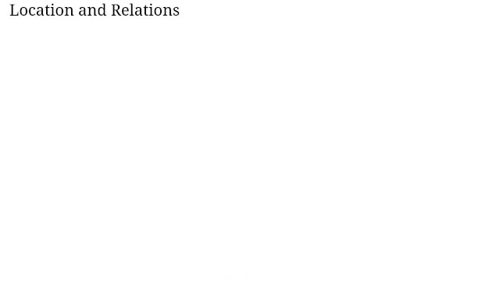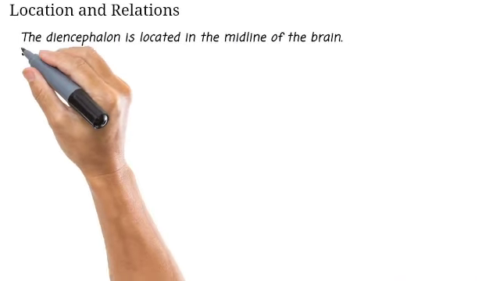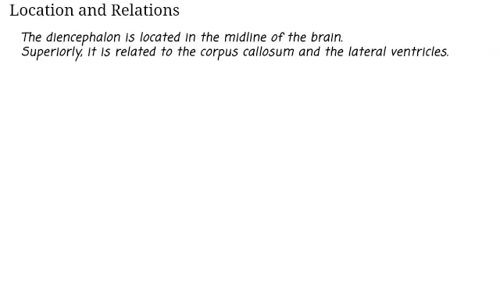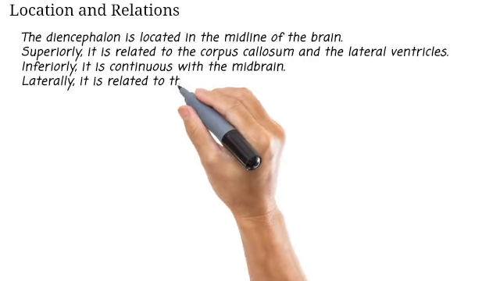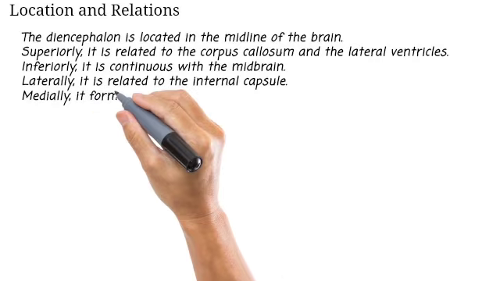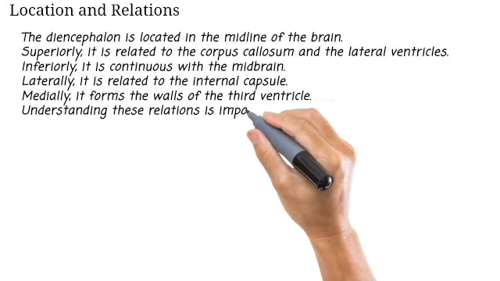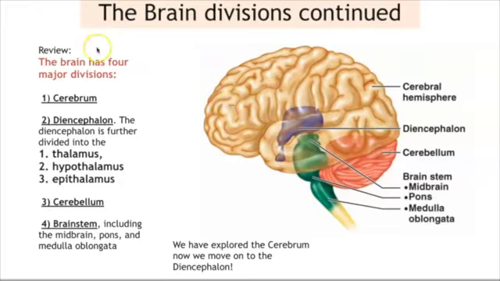Location and the relations. The diencephalon is located in the midline of the brain. Superiorly, it is related to the corpus callosum and the lateral ventricles. Inferiorly, it is continuous with the midbrain. Laterally, it is related to the internal capsule. Medially, it forms the walls of the third ventricle. Understanding these relations is important for clinical localization of lesions.